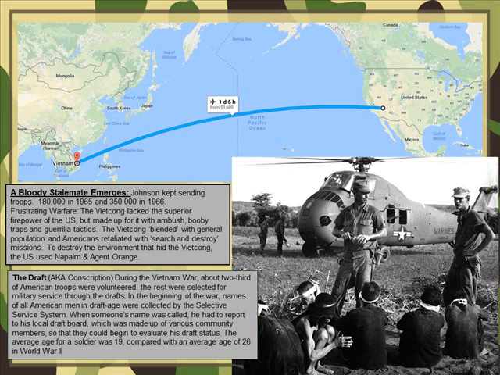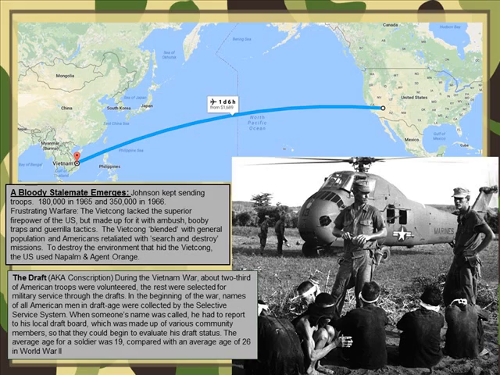So the draft is also called conscription, and some of you might have remembered this from other wars. During the Vietnam War, about 2/3 of American troops were volunteers. The rest were selected for military service through the draft. At the beginning of the war, names of all American men of draft age were collected by the selective service system. When someone's name was called, he had to report to his local draft board, which was made of various community members, so that they would begin to evaluate his draft status. The average age of the soldier was 19 compared to the average age of the soldier in World War II being 26.